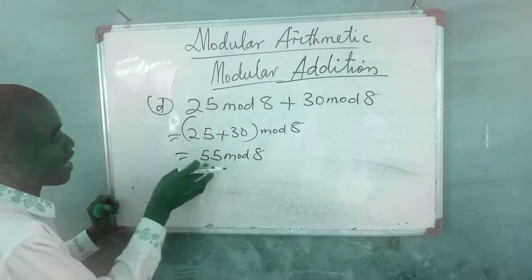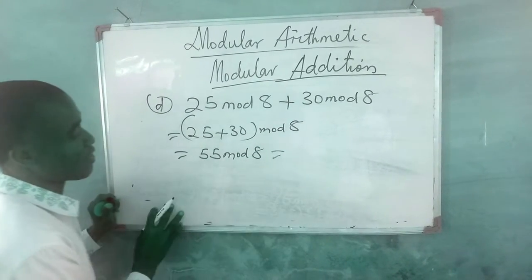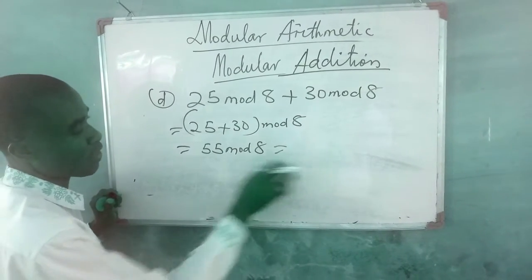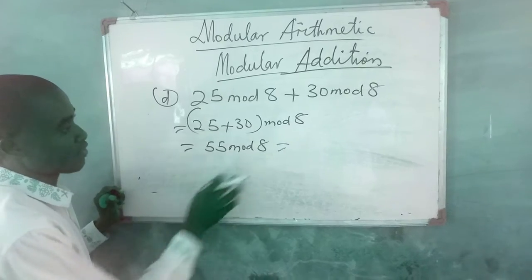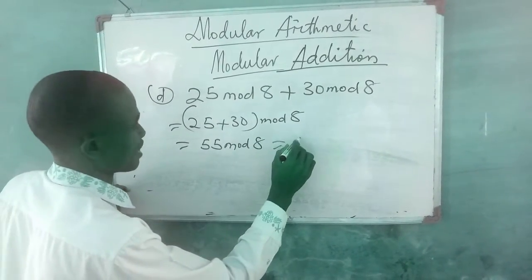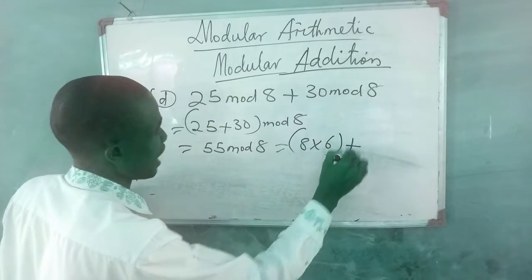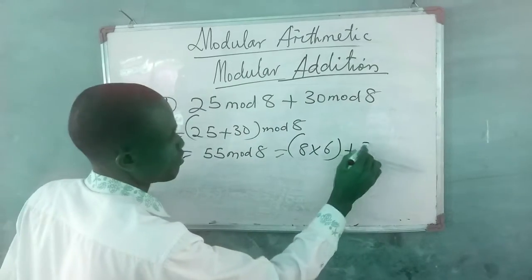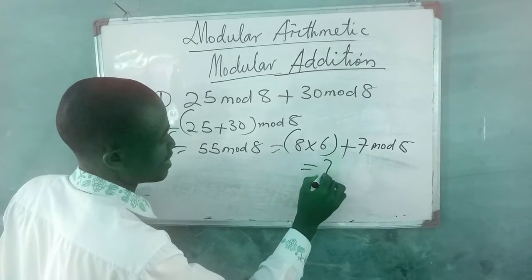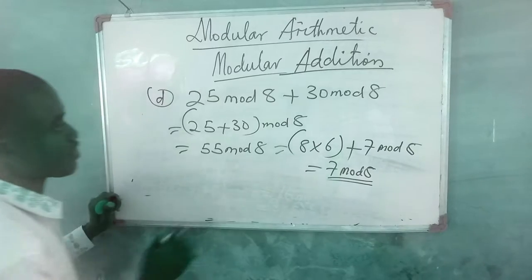8 times what is closer? Is closer to 5. What do you think? Can you give me the answer? If we take 8 by 7, that will give us 56. So 8 by 6 will give us 48. That means I can now say 8 times 6, that is 48. What will you add to give us 55? That means we add 7 in modulo 8. So what's the answer? The answer remains 7 modulo 8. I think that's very simple.